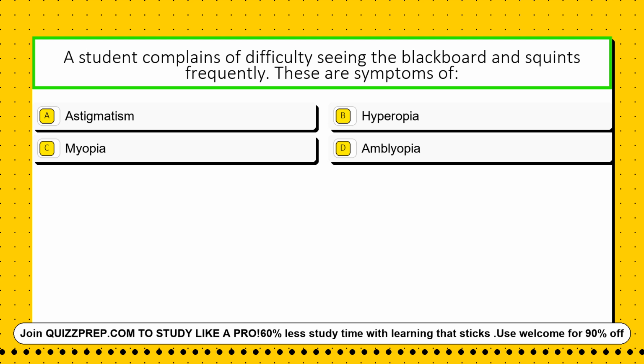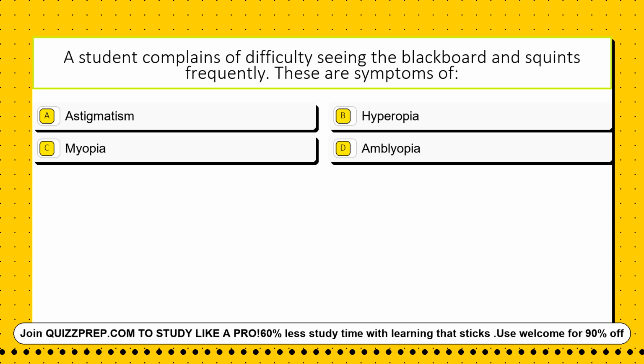Question 124. A student complains of difficulty seeing the blackboard and squints frequently. These are symptoms of option A, astigmatism. Option B, hyperopia. Option C, myopia. Option D, amblyopia.